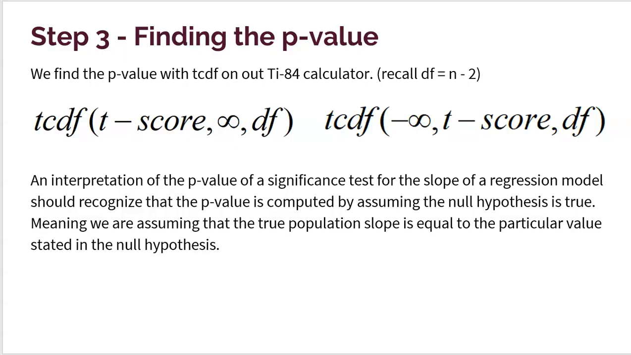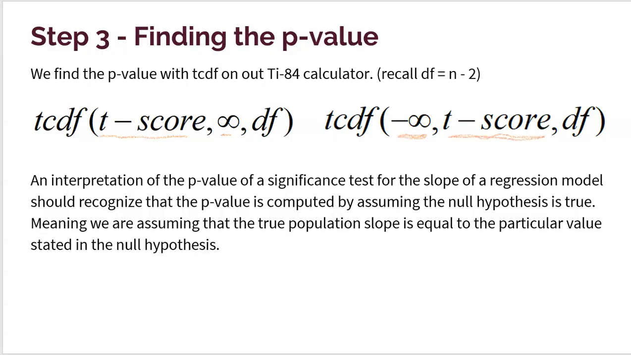So when you go into your calculator, and we're going to show this in a couple examples, and you enter in tcdf, you need the t-score. And if it's positive, you're going to go towards infinity. So you're going to look above it. If your t-score is positive, you're going to start at that t-score and go towards infinity. If your t-score is negative, then you're actually going to start down at negative infinity and go to your t-score.